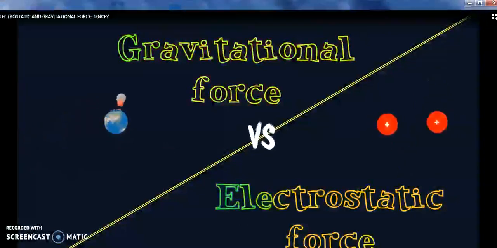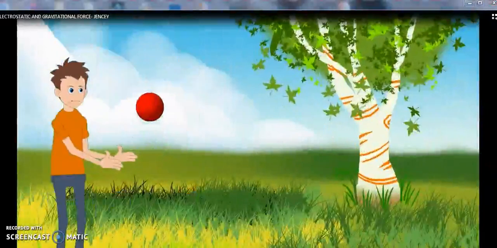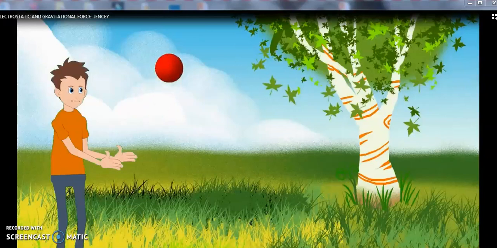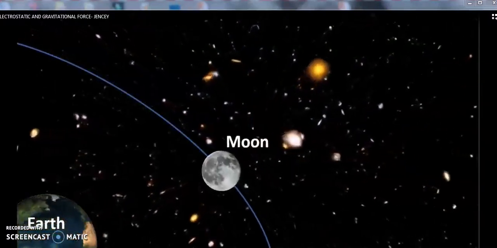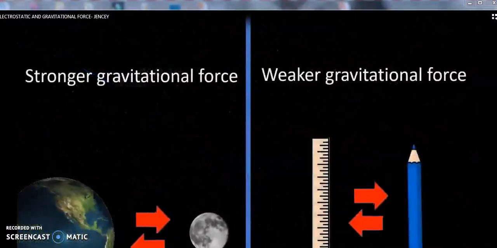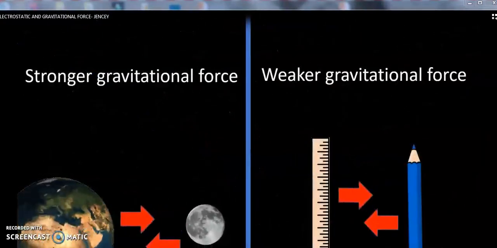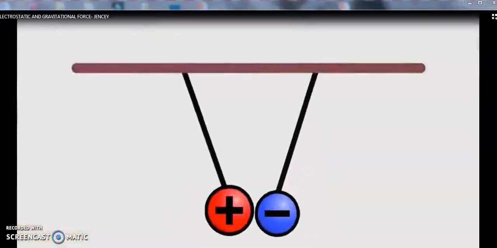In this session, we are going to see the introduction and historical background of charges. So let us compare gravitational force and electrostatic force. When you throw a ball upwards, it will fall down to the ground because of the gravitational force. Similarly, the moon revolves around the earth because of the gravitational force between them. All objects having mass exert gravitational force. In the same way, there is electrostatic force between two charges.